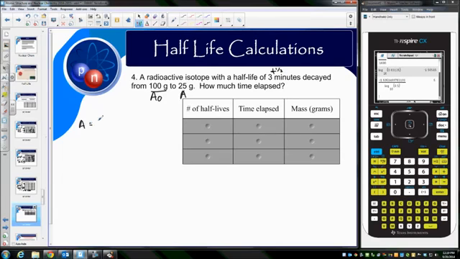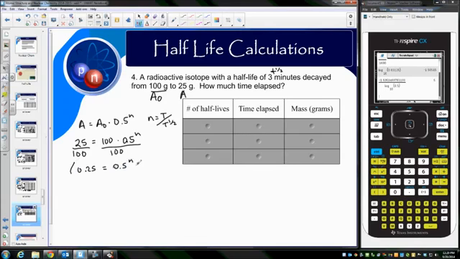So again, it's A is equal to A sub O times 0.5 to the n, where n is equal to total time elapsed over half-life. We don't have time elapsed, so we're going to have to find n again using logs. So our remaining mass was 25 grams. Our original mass is 100 grams, times 0.5 to the n we do not know. We can divide both sides by 100 to simplify. That gives us 0.25 is equal to 0.5 to the n.